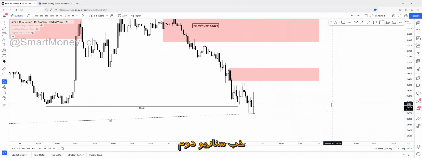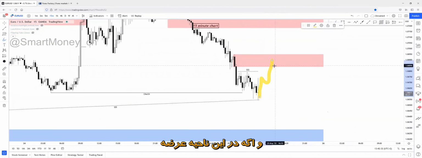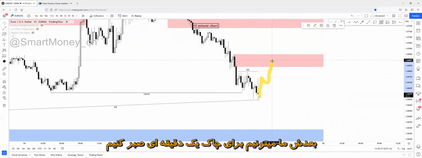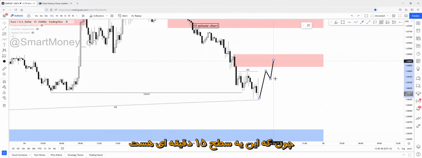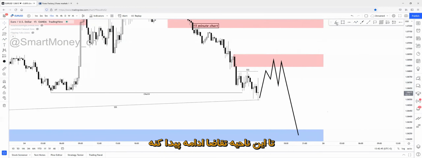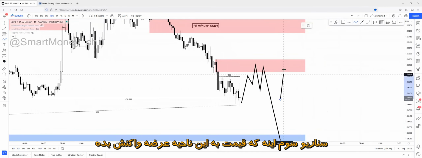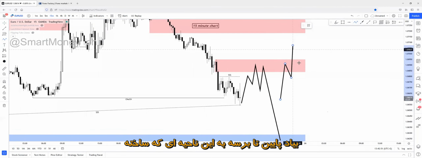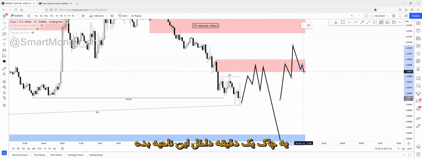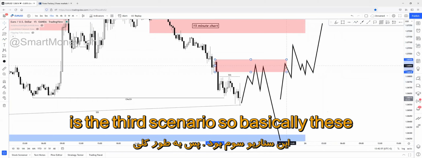So the second scenario, price will react on this supply zone, for example, and if this supply zone reaction happens, then we can wait for a 1-minute change of character, because this is a 15-minute zone, so 1-minute change of character is perfectly fine. 1-minute change of character, continuation down to this demand zone. Second scenario is this one. The third scenario, if price reacts on the supply zone, creates a flip zone, comes down to this 15-minute zone, creates a 1-minute change of character inside of this zone, continuation up to this 4-hour zone. This is the third scenario.